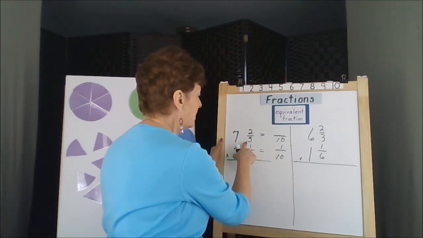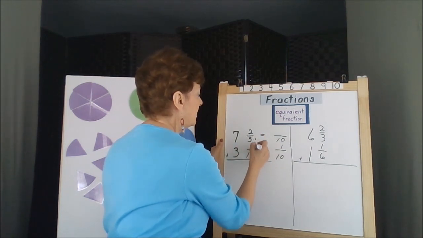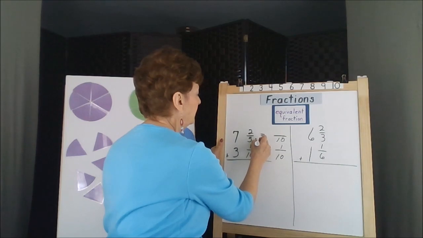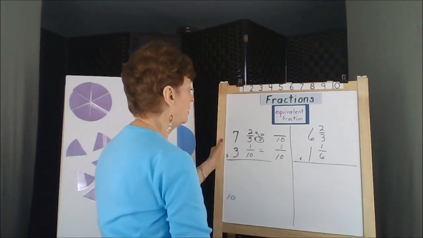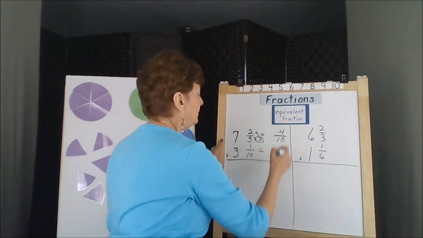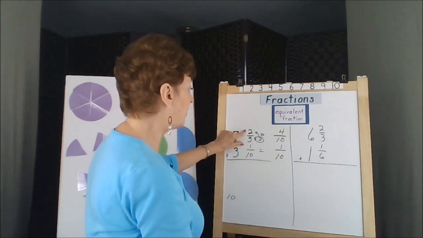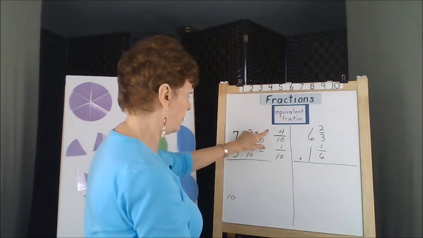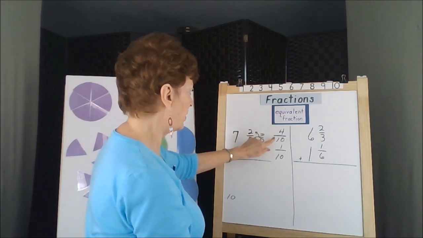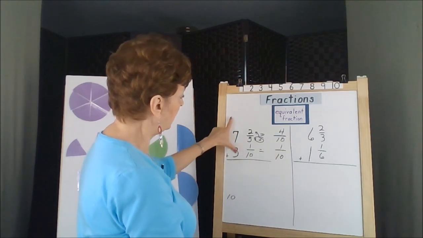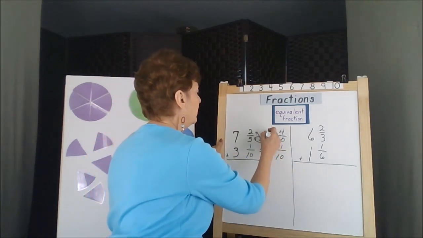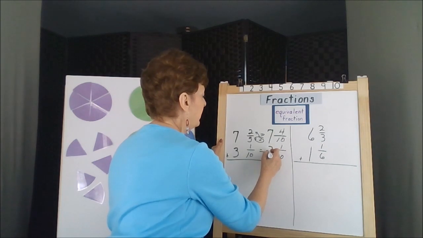This one is, what times 5 gives me 10? 2. So I'm also going to multiply my numerator by 2. 2 times 2 is 4. So the equivalent fractions would be 4/10, and this one was a copy job. Now let's just pull our whole numbers over so we don't forget about them. 7 and 3. That's just copied.